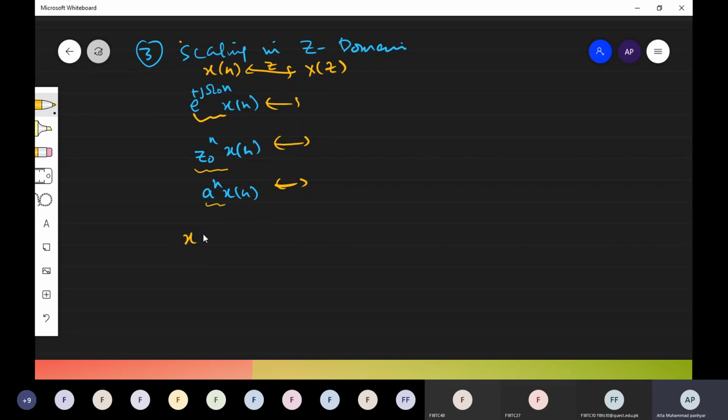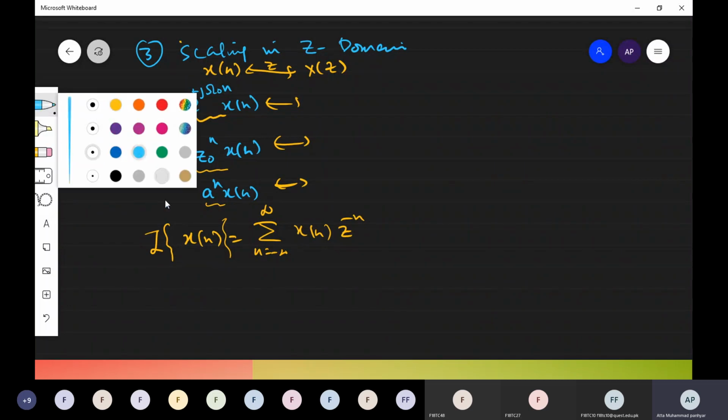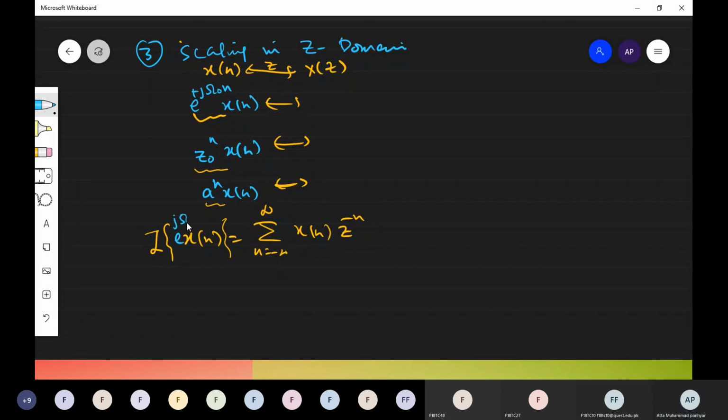So let us see. We know that by definition, the z transform of x of n is equal to summation n from minus infinity to infinity x of n z power minus n. Now this time our signal is multiplied with e to the power j omega naught. So I multiply e to the power j omega naught on both sides.